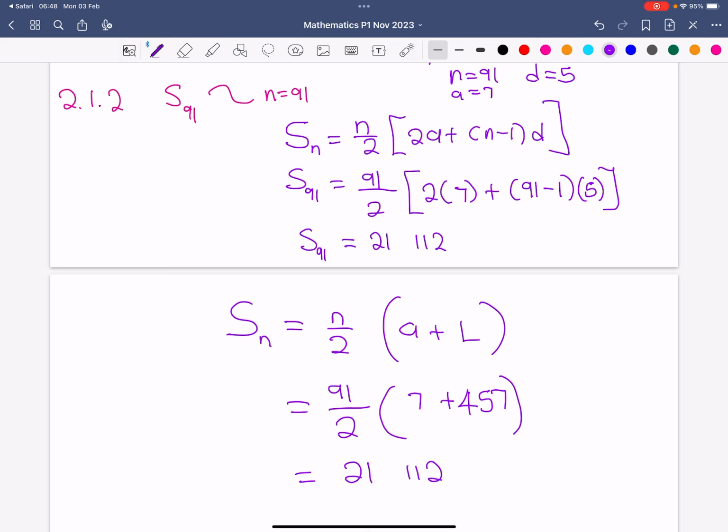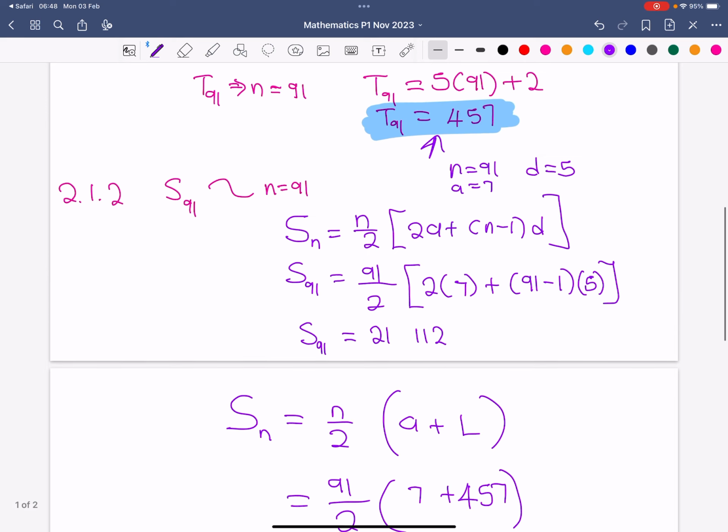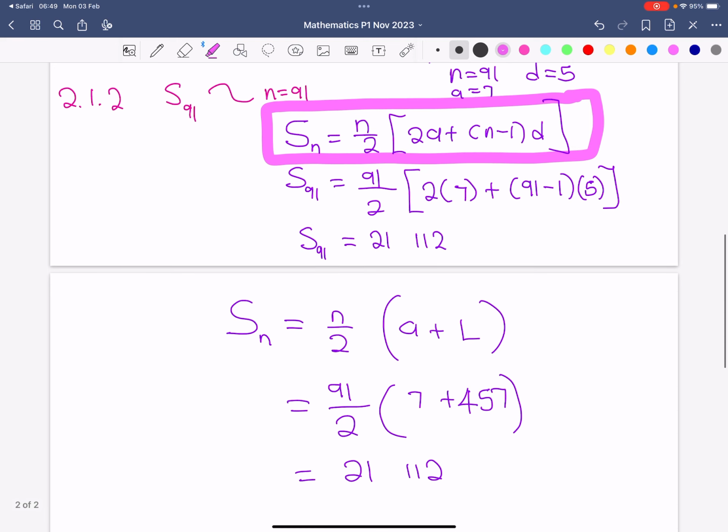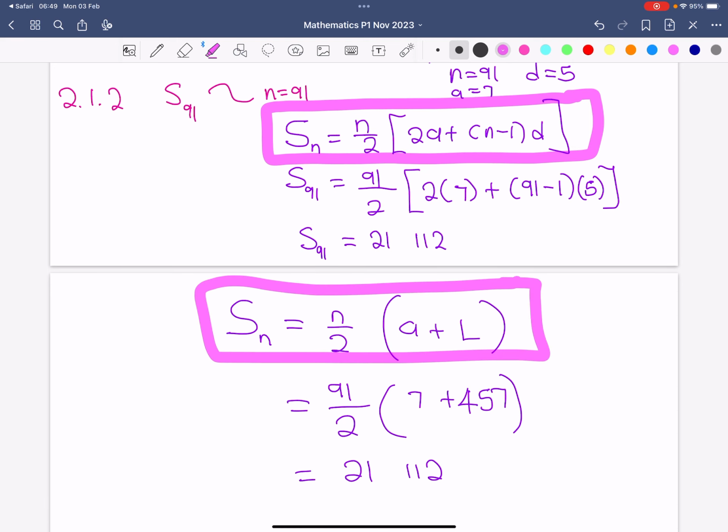So this is just finding the sum of an arithmetic series. The key takeaway is that you need to know how to use this formula, and you need to know that Tn is the general term, and then Sn is the summation. So you calculate the sum, or you use these two formulas.